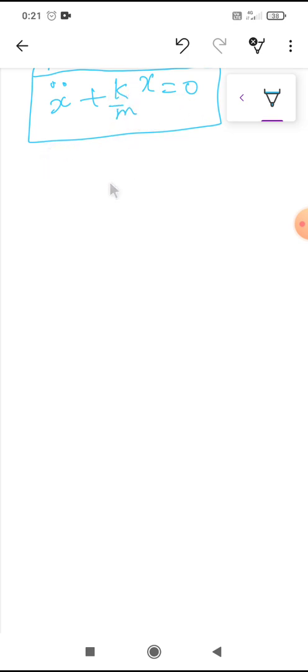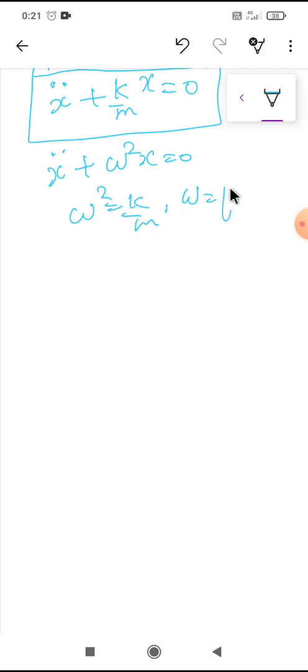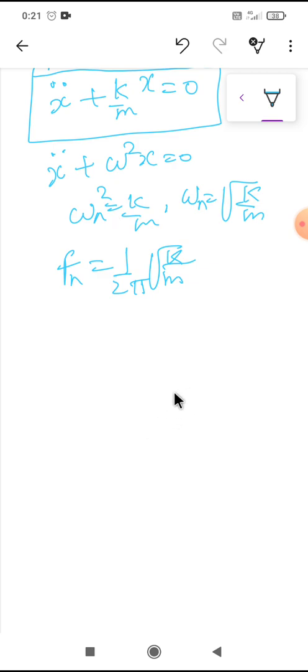So here again we can compare it with the SHM equation. As we know, the SHM equation is x double dot plus omega square x equal to 0. So omega square is equal to k by m, therefore omega is equal to under root k by m. For linear frequency we can write f is equal to 1 by 2 pi under root k by m, and this is the natural frequency, which we denote with the symbol omega n. So this is the second method, that is the energy method.